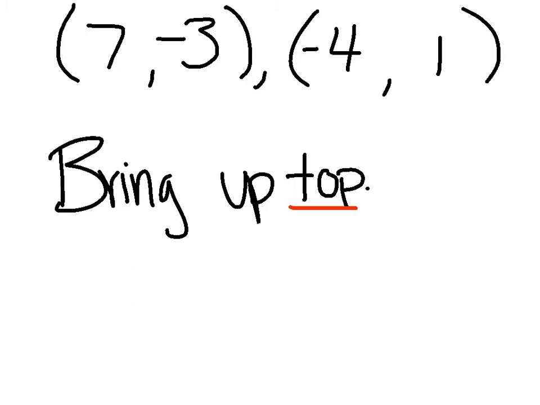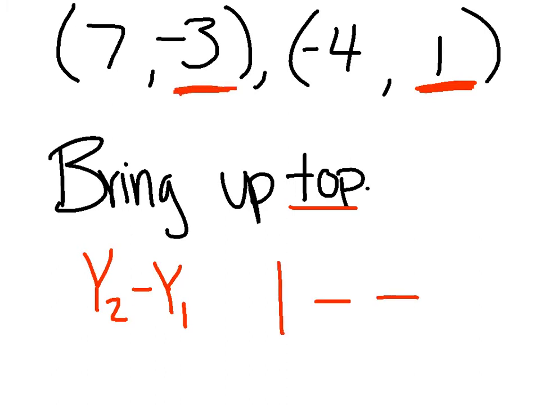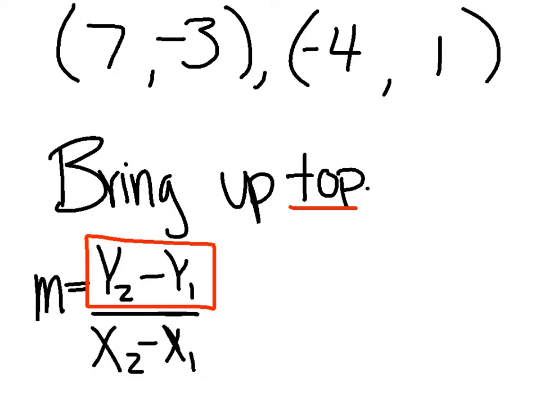Okay, go ahead and bring up the top of our equation for these. So for the top, it's y2 minus y1. Our y2, remember our y values are in the second position of our ordered pairs. So it's going to be 1 minus negative 3.